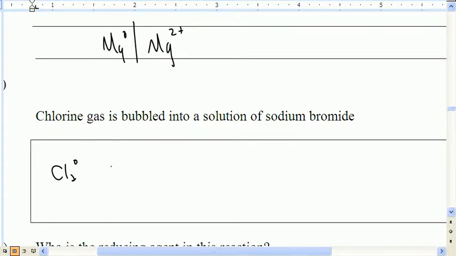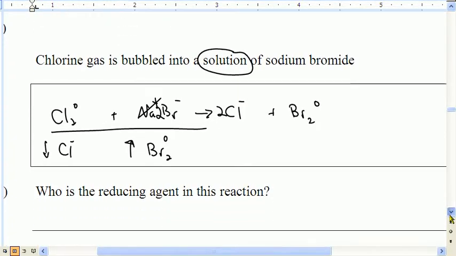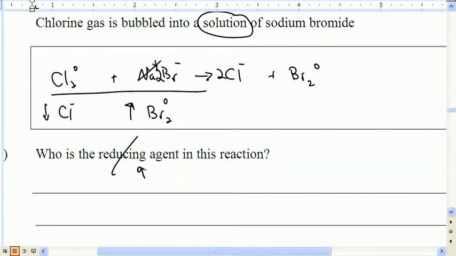Chlorine gas is bubbled into a solution of sodium bromide. Chlorine's going down. Bromine's going up. Don't forget, if you start with a Twinkie, you end with a Twinkie. So we got Cl minus plus Br2, 0. 2. Great job. The reducing agent is the one who's oxidized, and there's my up arrow, Br minus.